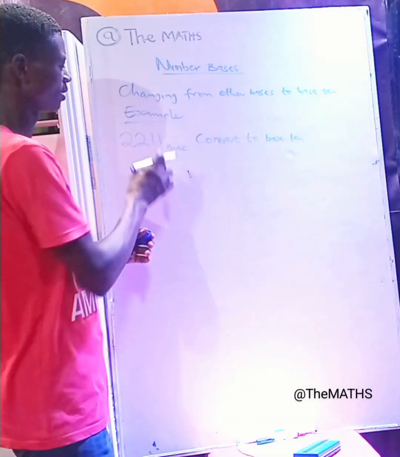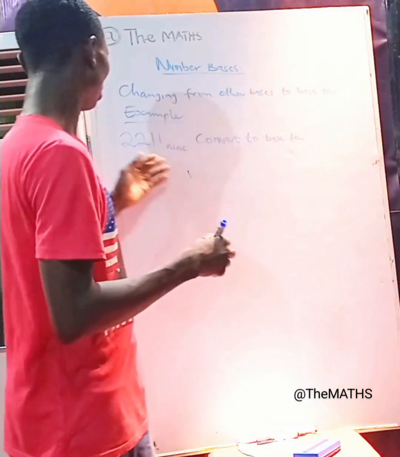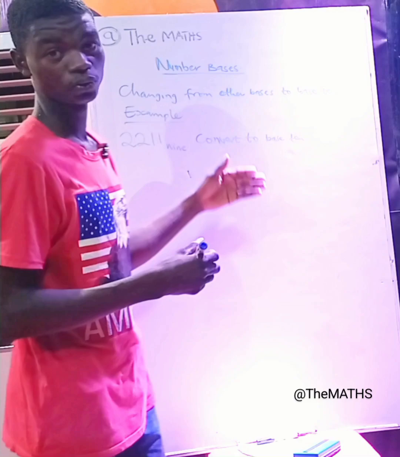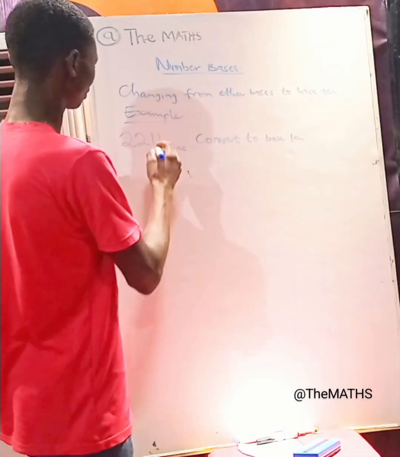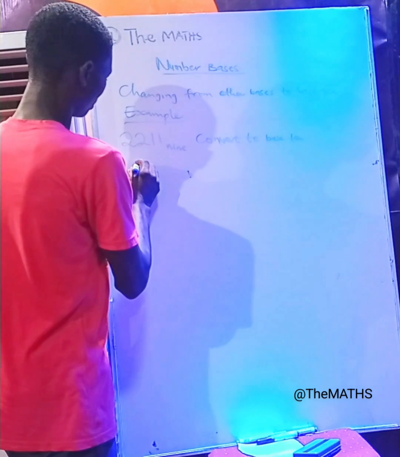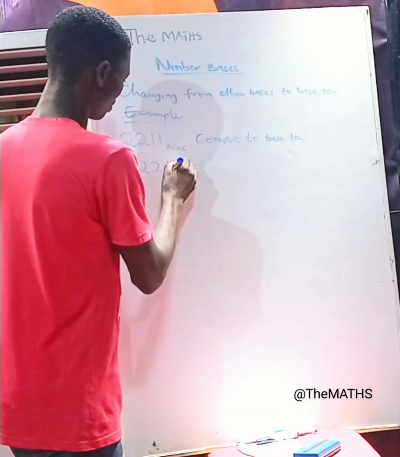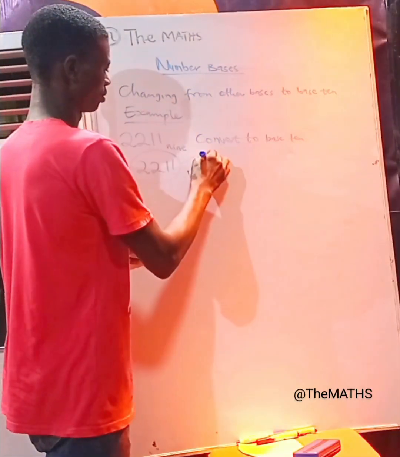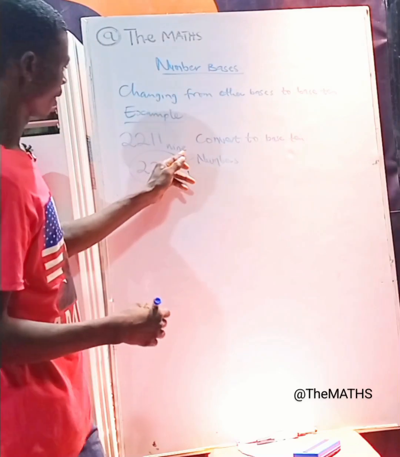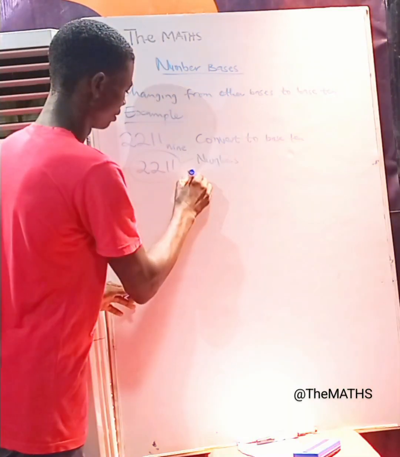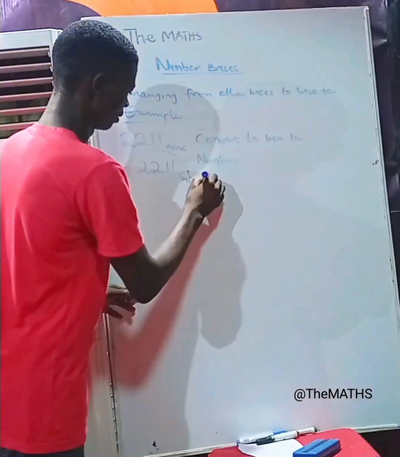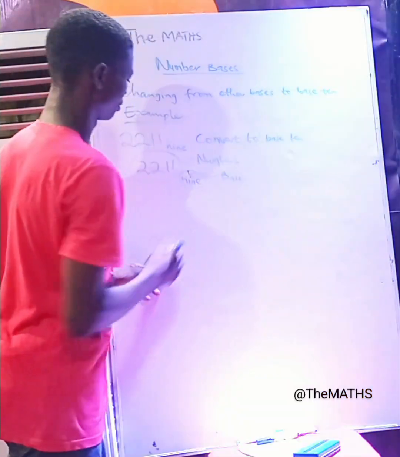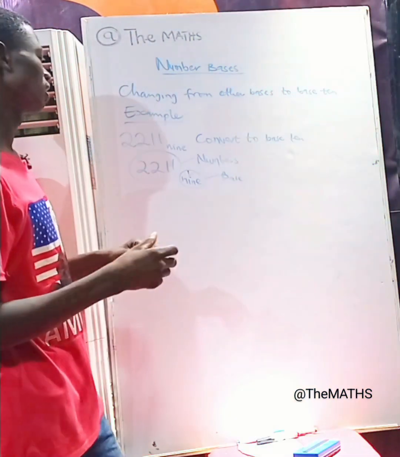Before that, we need to identify this. Maybe someone might not know what this figure means, and actually how to go about it. So let me name this. We have 2211. There is the number, and the 9 here is the base. And to solve this one, you need something.